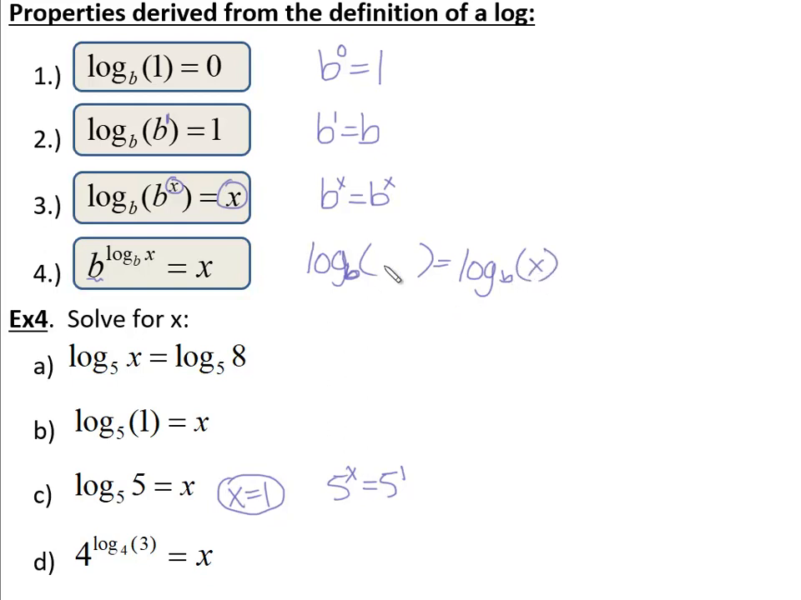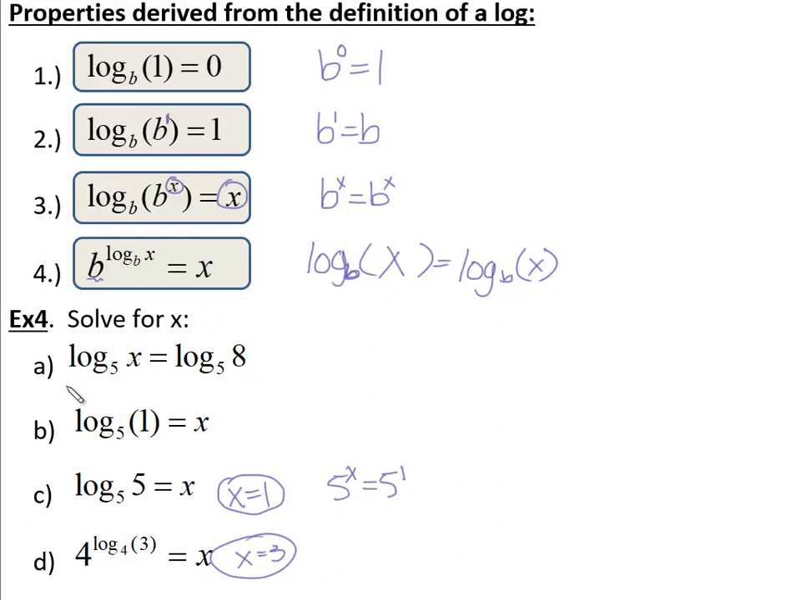And for these things to be equal, this value has to also be x. So b to the log base b of x power equals x. And if you rewrite this, you can see that they do match, they are equal. A good example of this, we'll skip down to number 4 for a second. If I have 4 to the log base 4 of 3 power, my answer ends up just being 3.